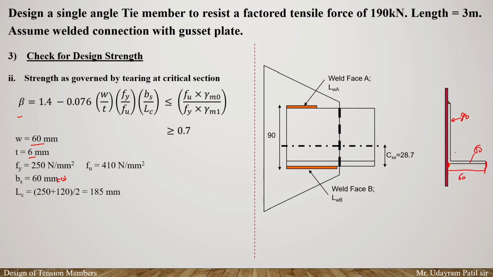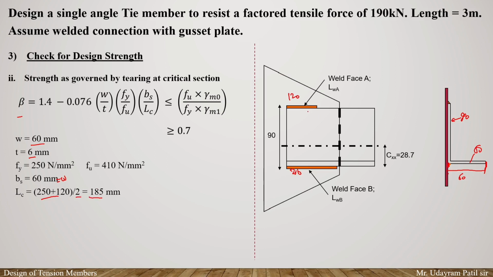Again length of the connection, while calculating the length of the connection we have to take the average of these particular two lengths. So top की length क्या है आपकी? 120. Okay, bottom की length क्या है आपकी? 250. So taking the average of these particular lengths for the length of the connection, so length of the connection will be equals to 250 plus 120 divided by 2, so that we will get the average connection length as 185 mm.